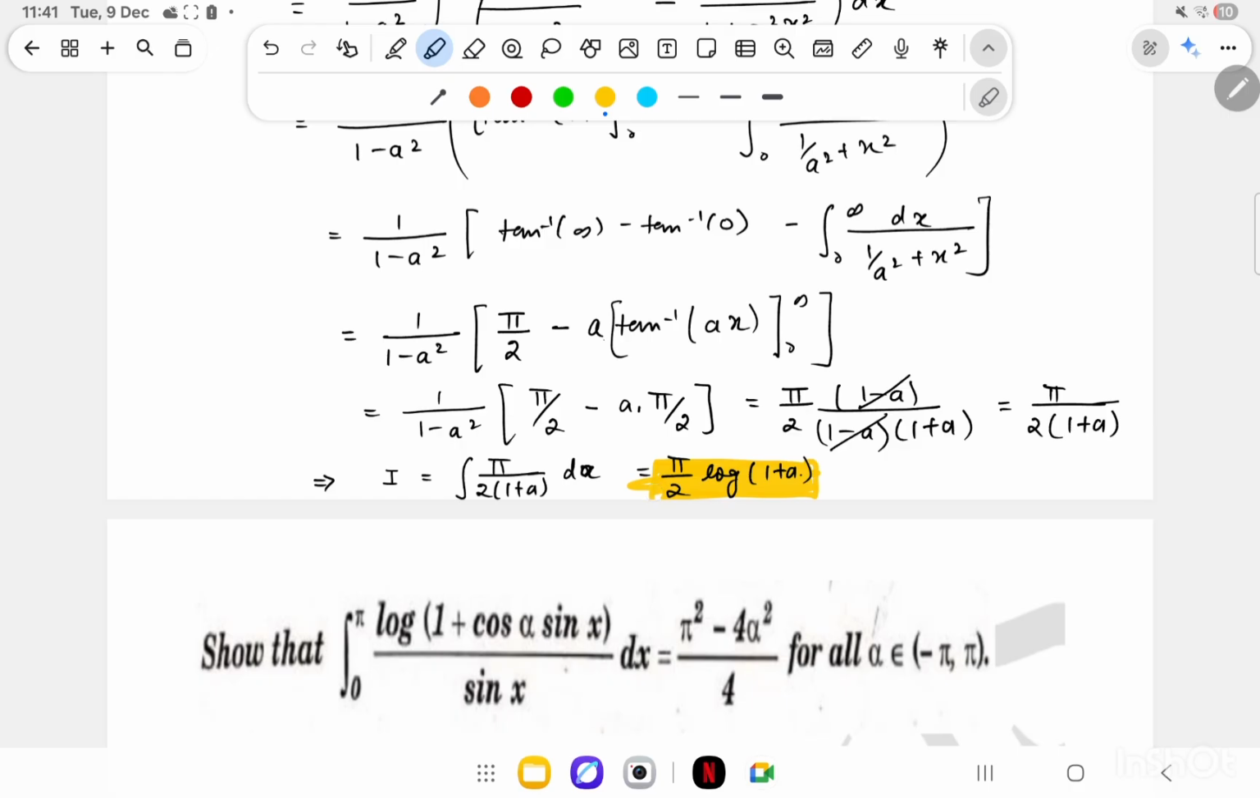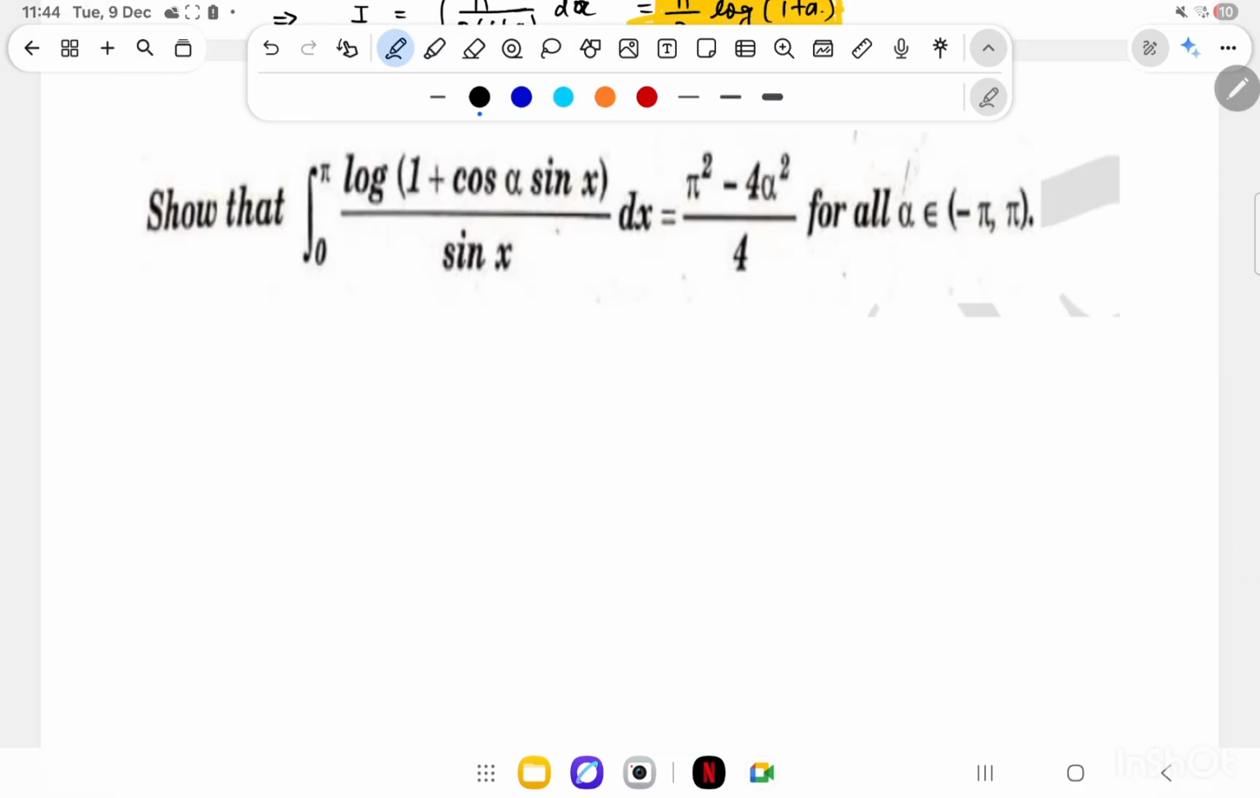Now let's move on to discuss the next question. The second question is also based on the differentiation under the integration sign, so we'll be using Leibnitz Rule. Let's name the integration as I. So that is 0 to pi log 1 plus cos alpha sin x divided by sin x dx. If you see, the integration is based on both alpha and x, so what we'll do is just differentiate it first with respect to alpha.